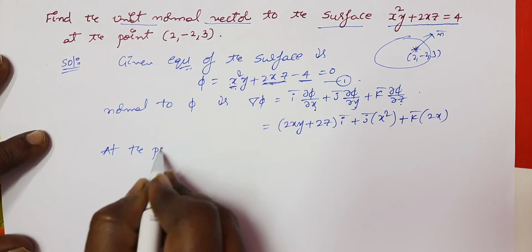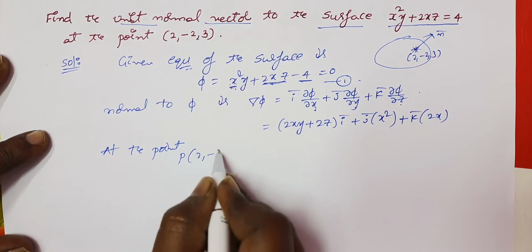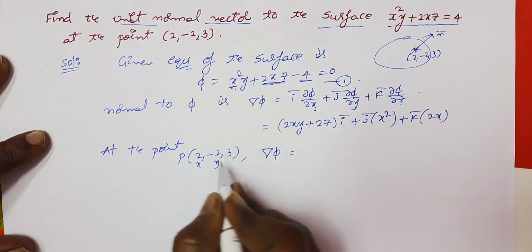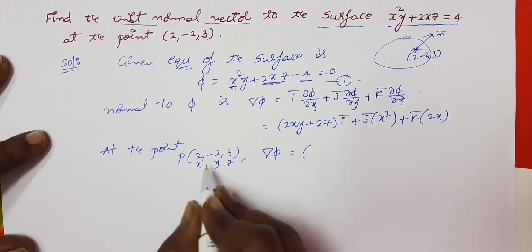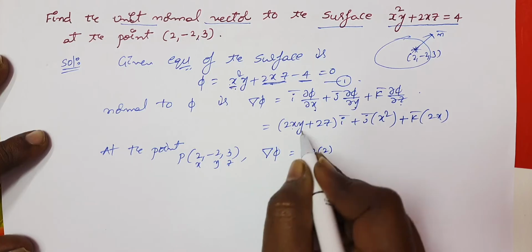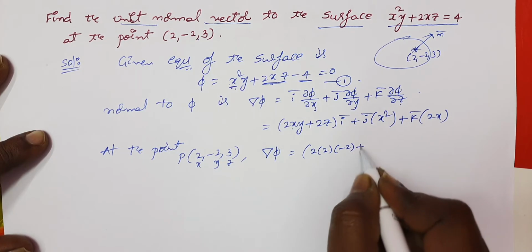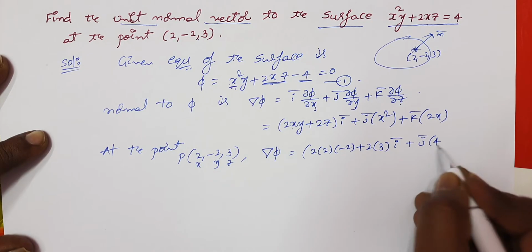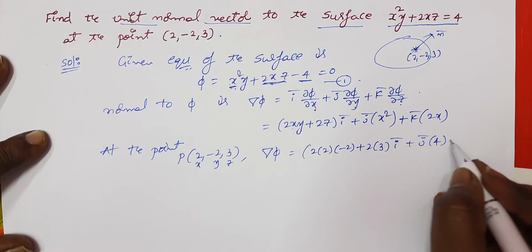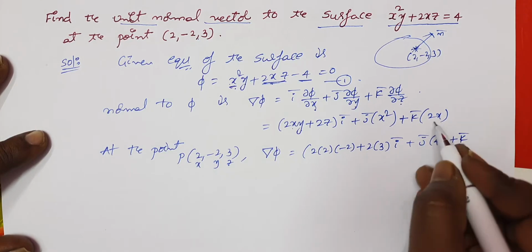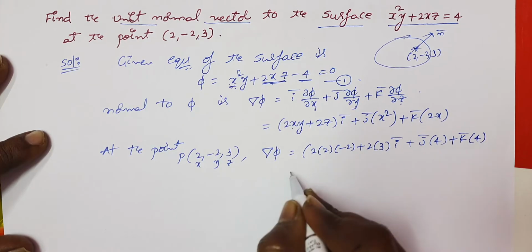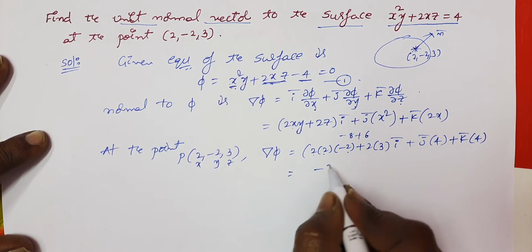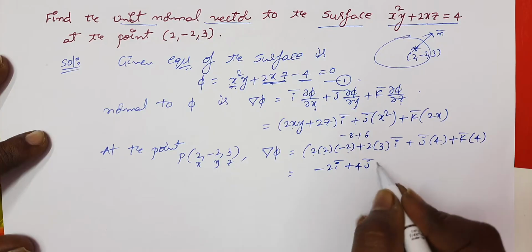At the point (2, -2, 3), what is del phi? The x value is 2, the y value is -2, the z value is 3. So 2 into 2, and the y value is also -2, plus 2 into 3, into i bar, plus j bar into x is 2, square, it is 4, plus k bar into 2 into 2, it is 4. So 2 2s are 4, minus 8 plus 6, it would be -2: -2i bar plus 4j bar plus 4k bar.